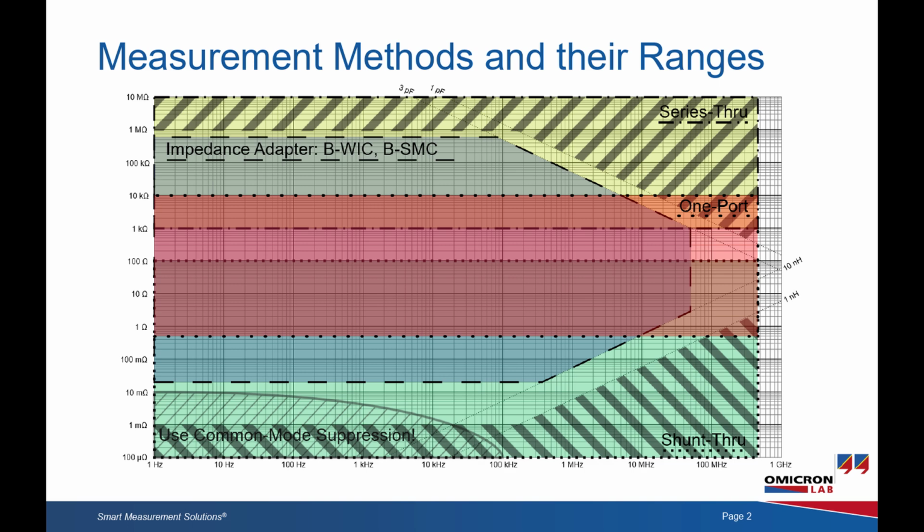In this diagram, the y-axis shows the impedance range, and the x-axis shows the frequency range. The diagram also indicates which measurement method is best suited for each part of that range. Please note that the Bode 100 covers frequencies from 1 Hz to 50 MHz, while the Bode 500 extends from 10 MHz up to 450 MHz. With that in mind, let's go through the different methods one by one.